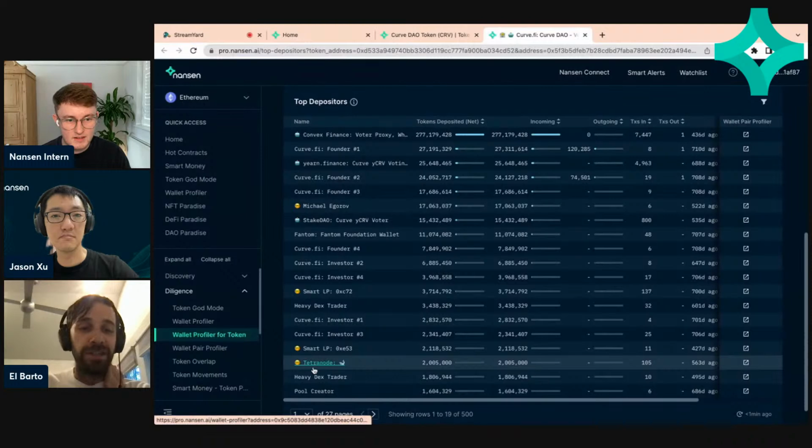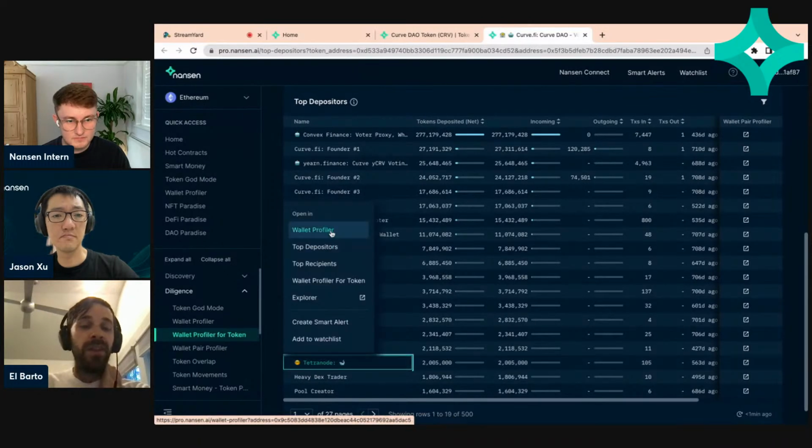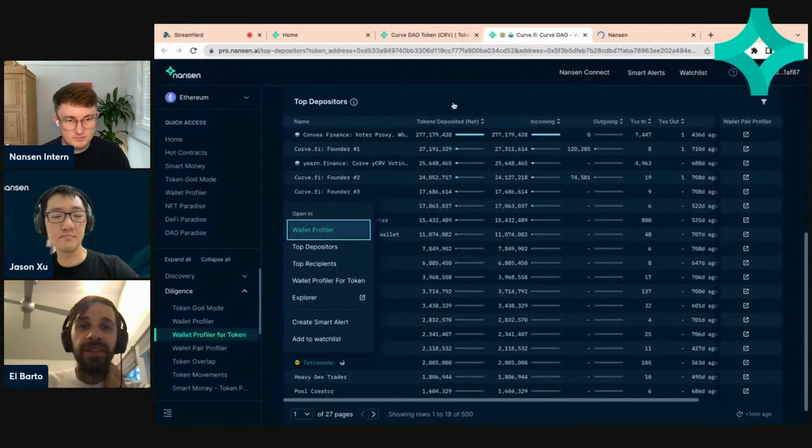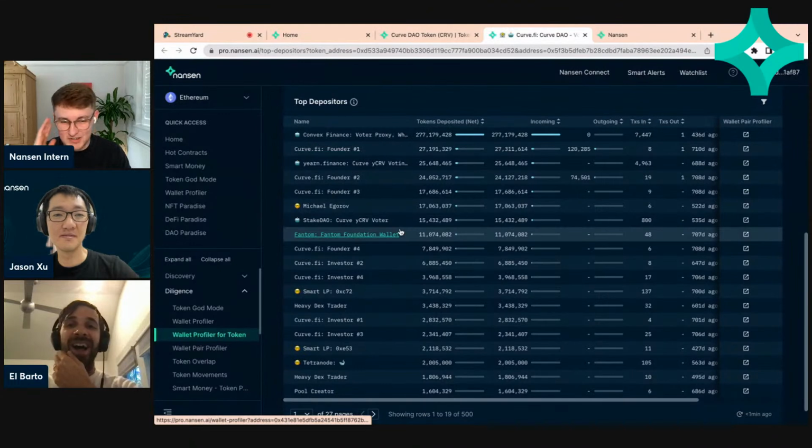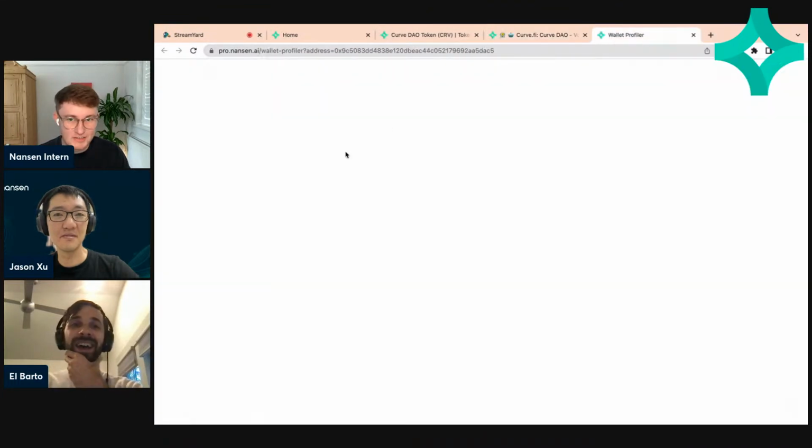Anyway, here's Tetranode. Do I get extra credit because I can find Tetranode? I think you can find him on other tokens like JPEG and stuff. Obviously, he had a lot of Ohm.